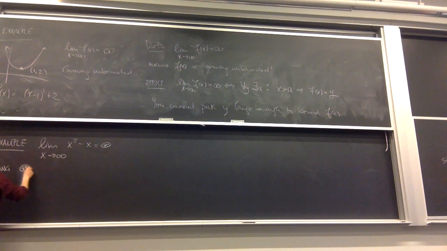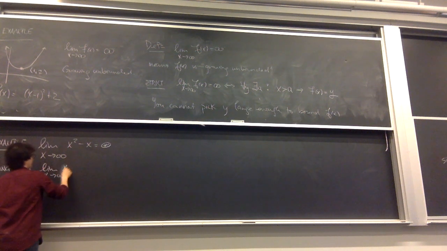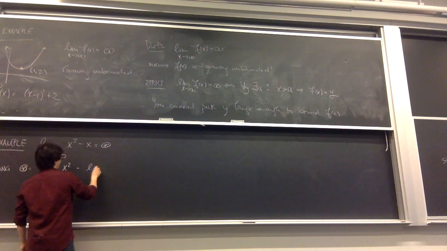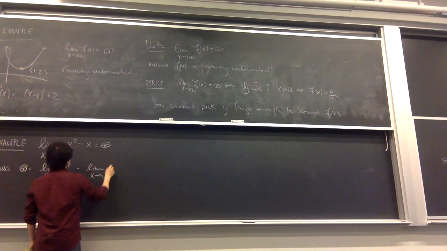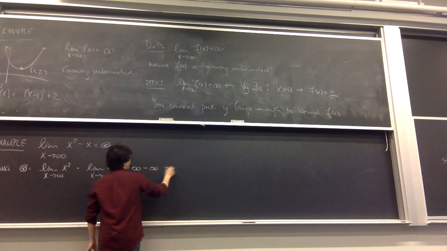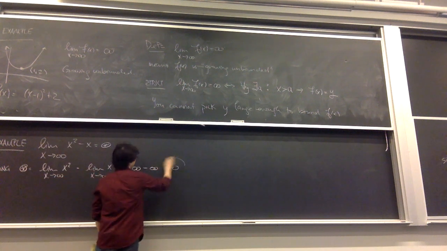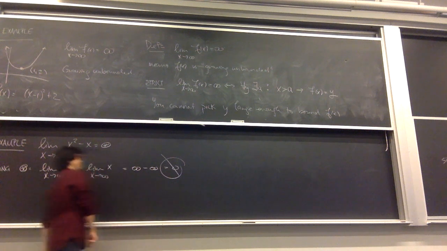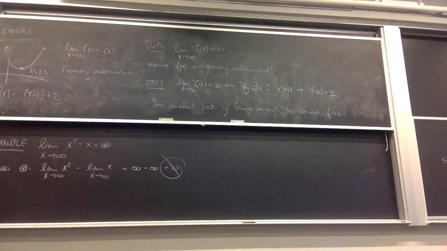This is equal to distributing the limit, so this is infinity minus infinity, which is 0, right? No, wrong. Here's the correct way of doing it. Any ideas? 1 over x squared.